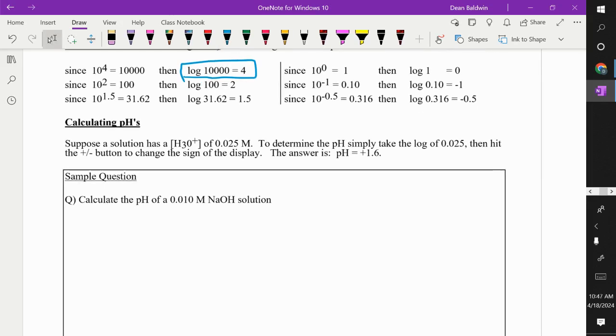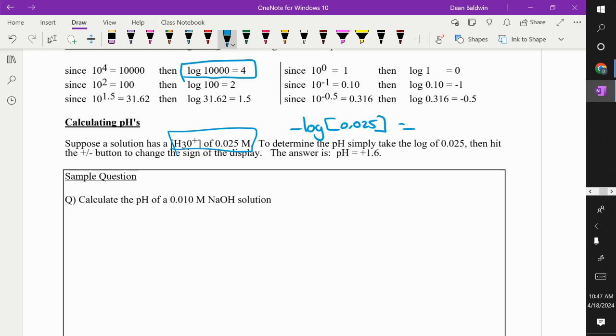Calculating pH. So suppose we have a solution of a hydronium ion that is 0.025 molar. Determine the pH simply by taking the negative log. Let's just do this question. If you want to know what the pH is of a concentration of that, it's literally this calculation. Punch that in your calculator, you should get 1.6.